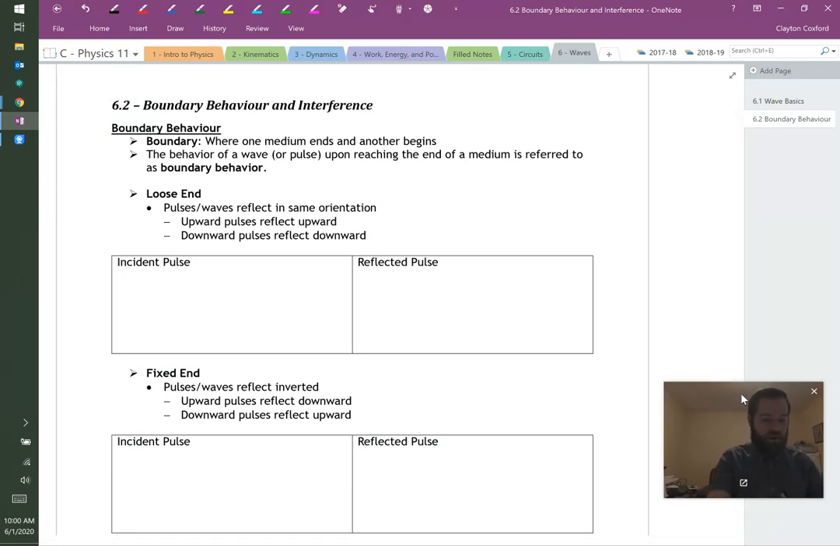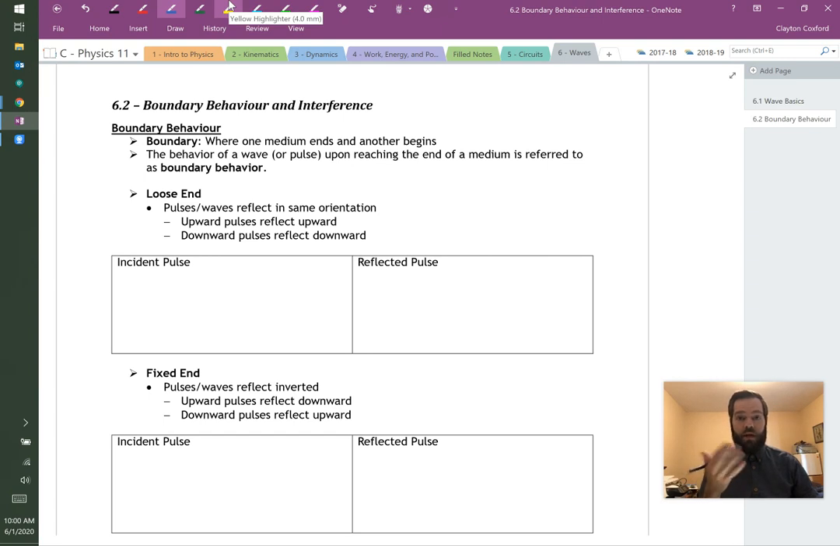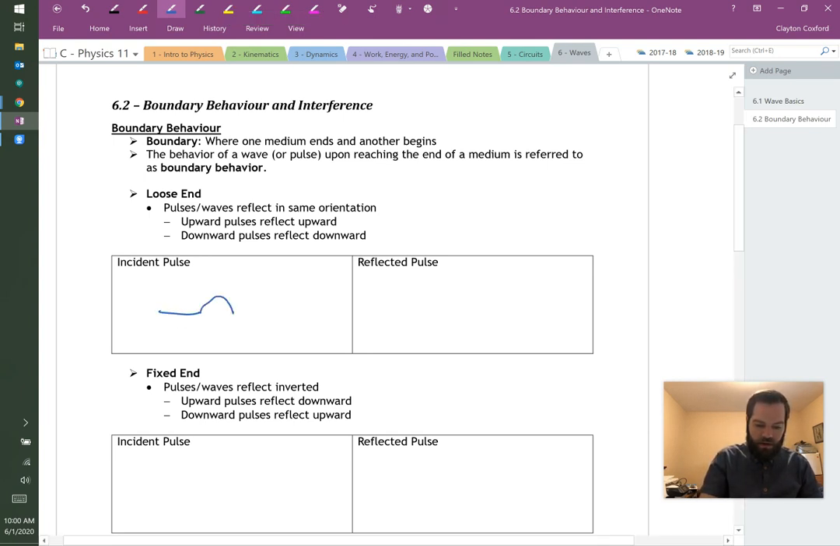We have the incident pulse. Incident pulse being the pulse coming in. Could have an incident wave, but the wave coming in to the boundary. And that looks maybe something like this. Here's a very basic example. Here's a wave pulse, and here is our post with the ring attached there. So that's our loose end. And we have a wave moving inwards.